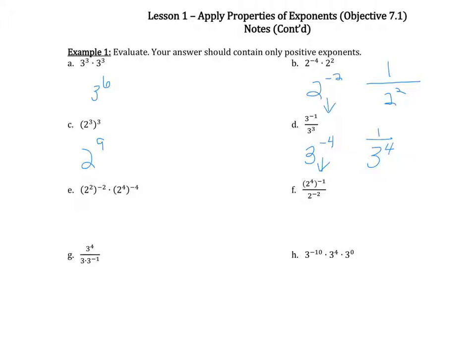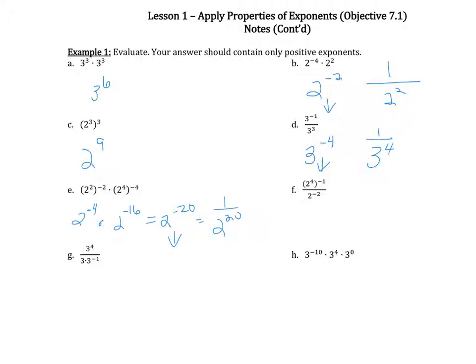So on question E, we have a couple of things going on. So first we see the parentheses, so let's take care of that first. We're going to multiply 2 times negative 2 and 4 times negative 4. And then since we're multiplying, we're going to add our powers. It'd be 2 to the negative 20. And since it's negative, it gets dropped down, becomes 1 over 2 to the positive 20.